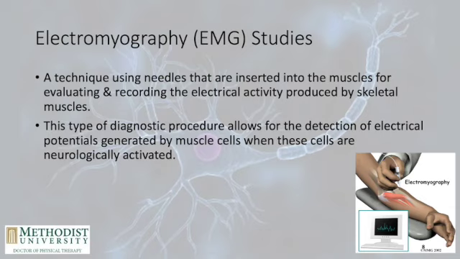So looking at an EMG study, what we're looking at here is obviously a needle that's inserted into muscle, and we're going to evaluate and record the electrical activity produced by that muscle. This type of diagnostic procedure allows for the detection of electrical potentials generated by muscle cells when these cells are neurologically activated. So basically what that is saying is, when I zap the muscle, something happens. That's exactly what an EMG study is. I insert a stimulus, that being electric potential, and I want to see what happens when I make that electrical potential happen.